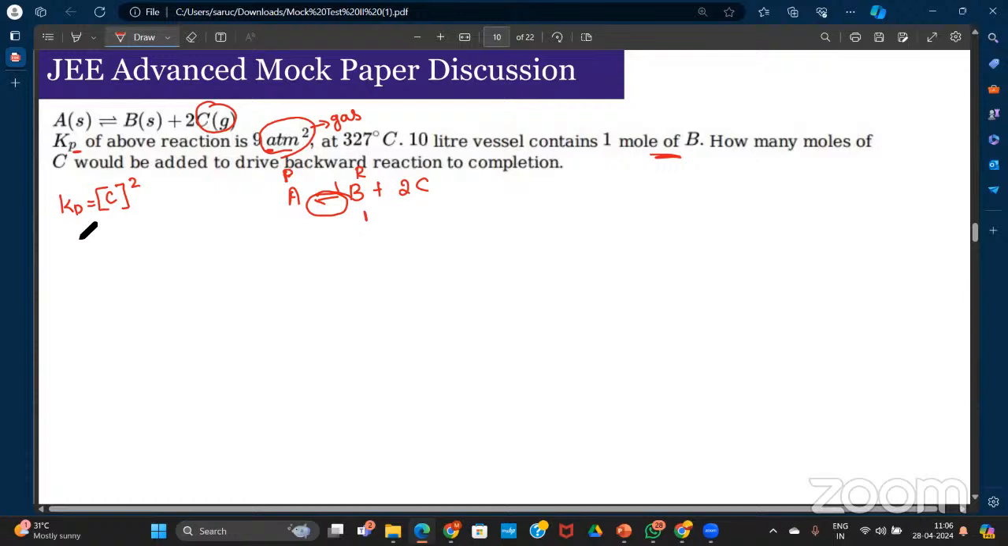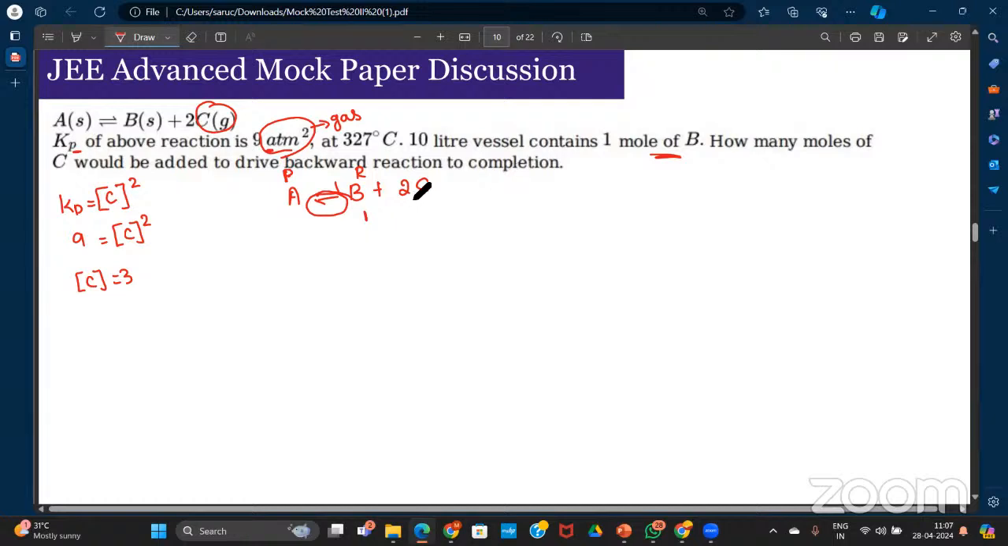So 9 is equal to the concentration of C to the power 2. So what would be the concentration of C? Taking the square root, it will be equal to 3.